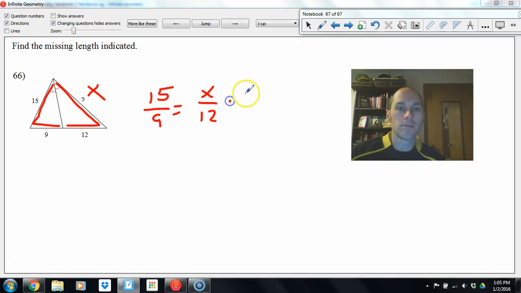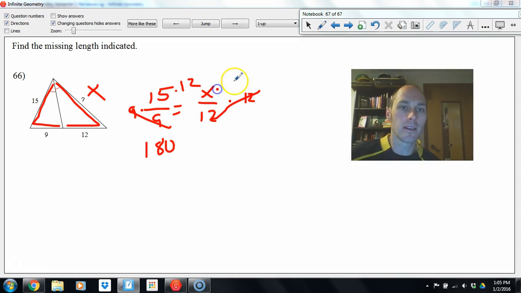So we solve this, multiply both sides by 12. 15 times 12 is 180. Multiply both sides by 9, we get 9x. Divide both sides by 9, and we get x equal to 20.